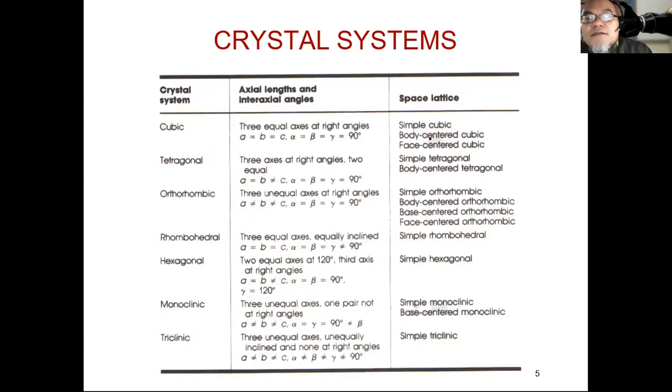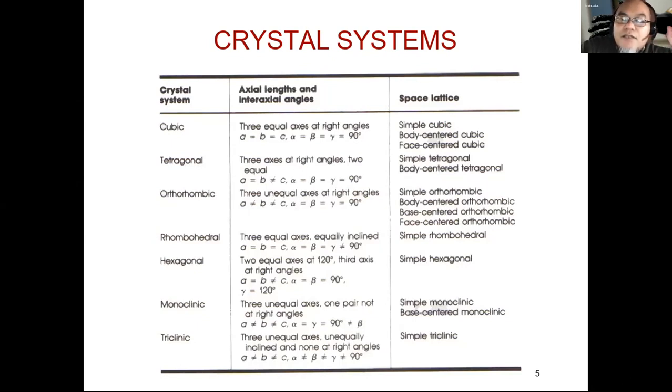For cubic, we have three different lattices. Simple cubic means that the atoms only fill the corners of the cube. We have body center cubic, where the atoms fill the corners as well as the center of the cube. We have face center cubic, where the atoms fill the corners of the lattice plus the center of each side of the cube.